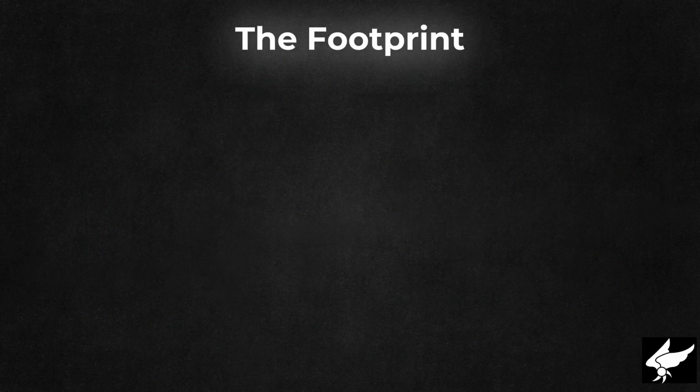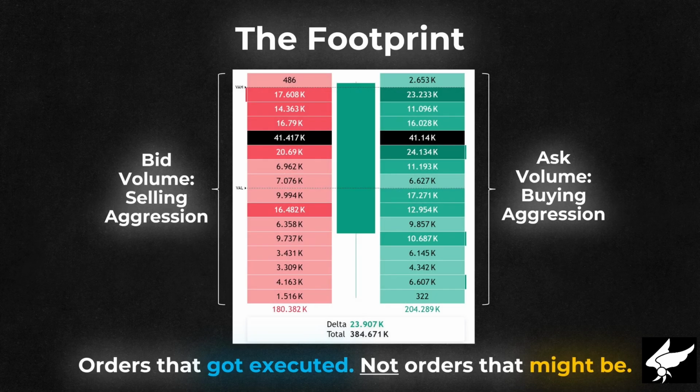The footprint shows the same information given by the time and sales or tape, but it displays it in a useful and relatively easy way to observe. Once again, the idea is not to identify directionality, but to quantify the activity of buyers and sellers in the price levels within a candlestick. Recall that when we looked at the order book, we were analyzing limit orders, limit buy orders in the bid and limit sell orders in the ask. Those were the real-time orders of the market.